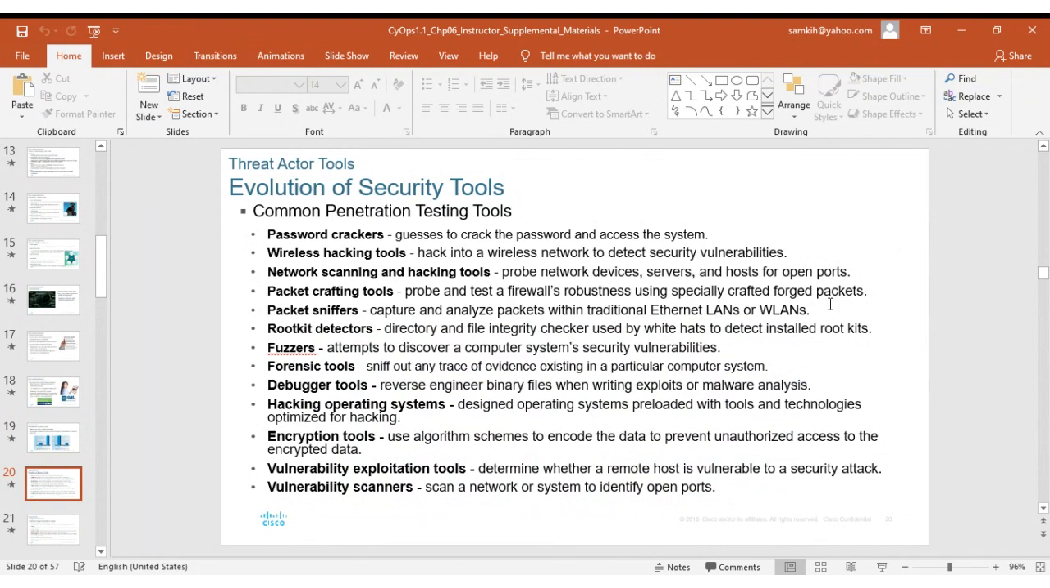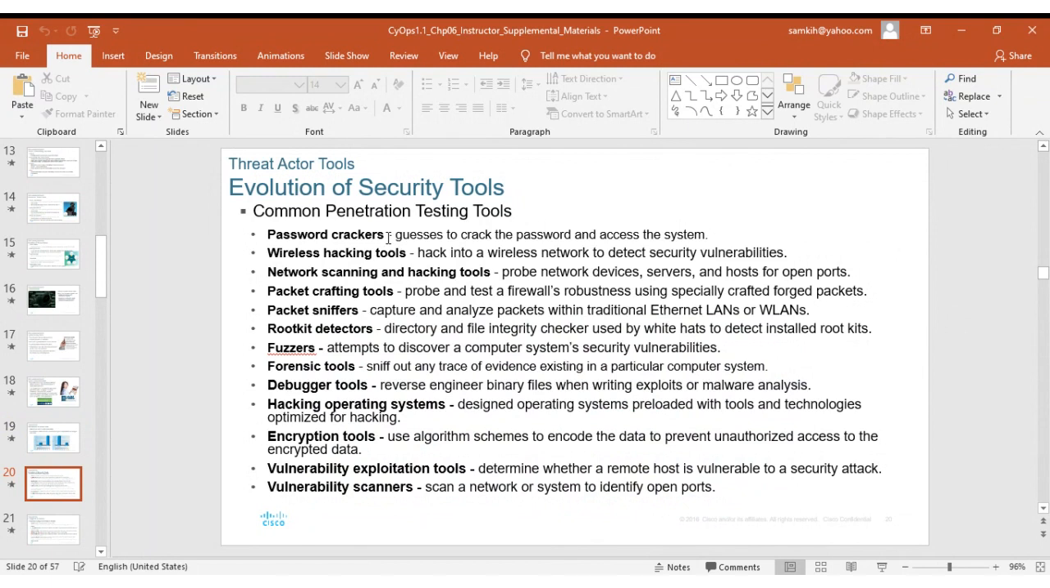So, evolution of security tools. There are very many tools that have evolved. I think the tools I was to share with you, there are some here. They have not specified, but we have got the various penetration testing tools. They have not given the specific tools, like maybe a password cracker. I'll check and share with you later. So the password crackers, you can use them to crack passwords.